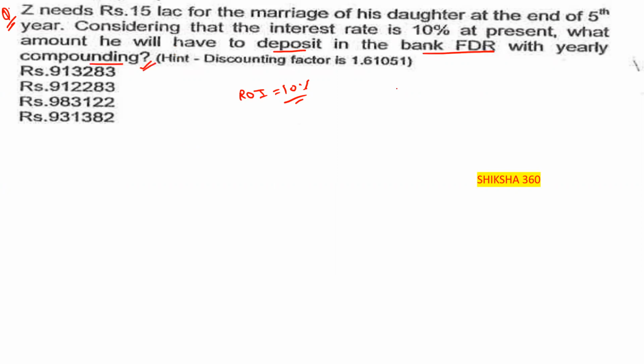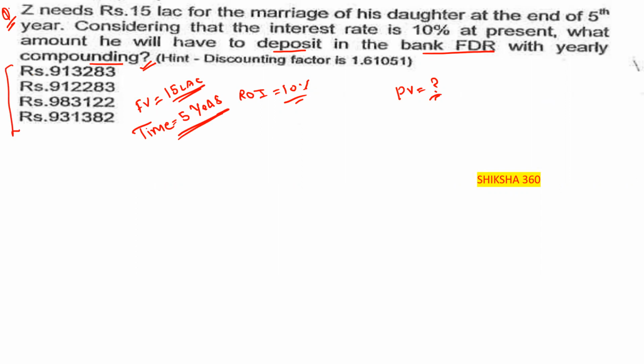So what we have to find here is the present value. The future value they have given, that is the amount needed after 5 years, which is 15 lakh. Time they have also given, that is 5 years. So now these are the 4 options, and we just have to calculate the answer.